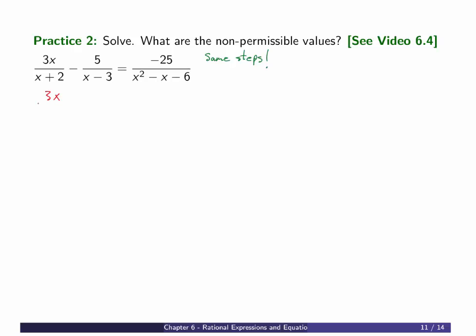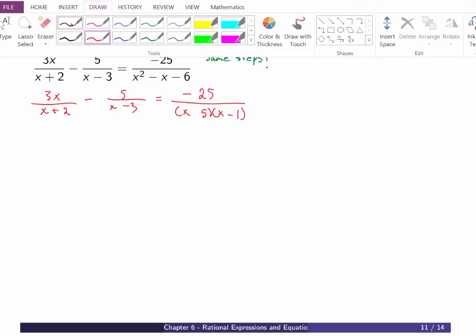We have 3x over x plus 2 minus 5 over x minus 3 equals negative 25. We factor the denominator. We get x, and we get 3. Actually, this will be 5 and 1. And no, this will be 3 and 2. I'm sorry, 3 and 2.